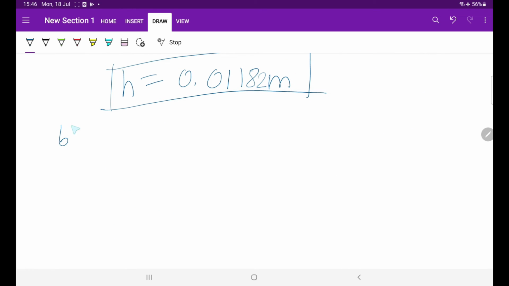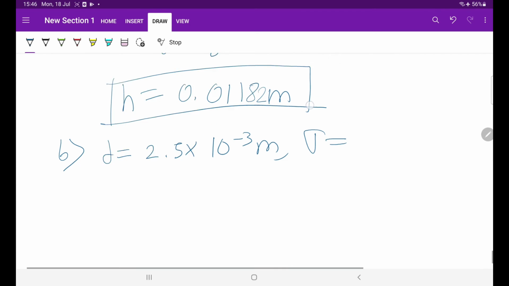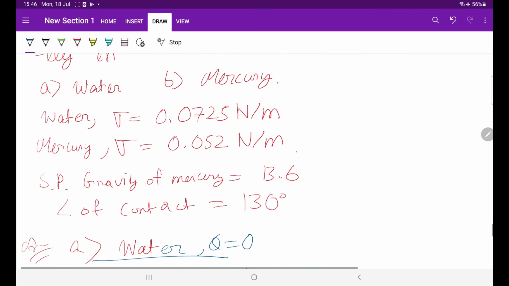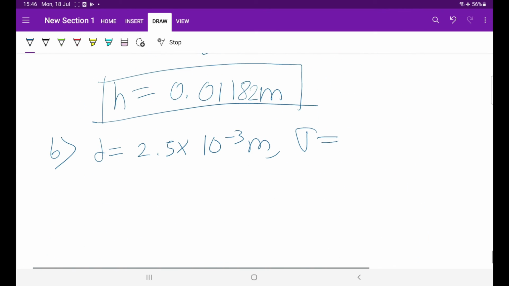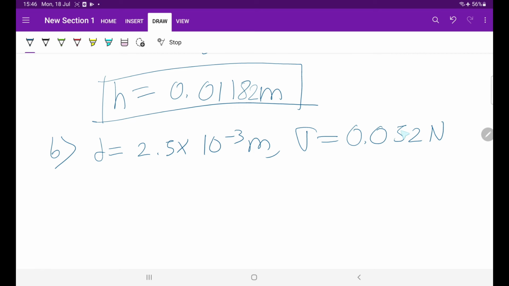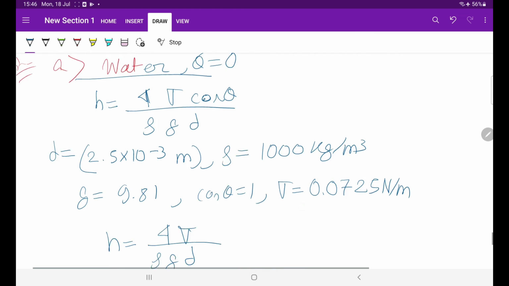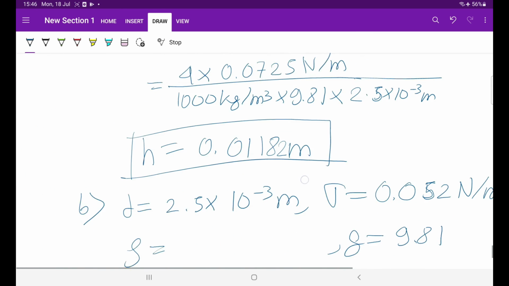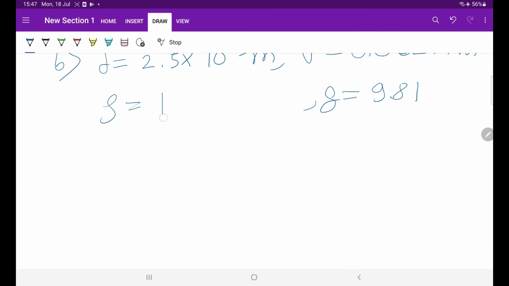So for the mercury, we'll just write the data here. D is the same, 2.5 into 10 to the power minus 3, no need to write it again. Sigma, which they have given in the question, is 0.052 Newton per meter. g is obviously 9.81, and rho, specific gravity is given as 13.6. Now rho will be 13.6 into 1000 kg per meter cube.